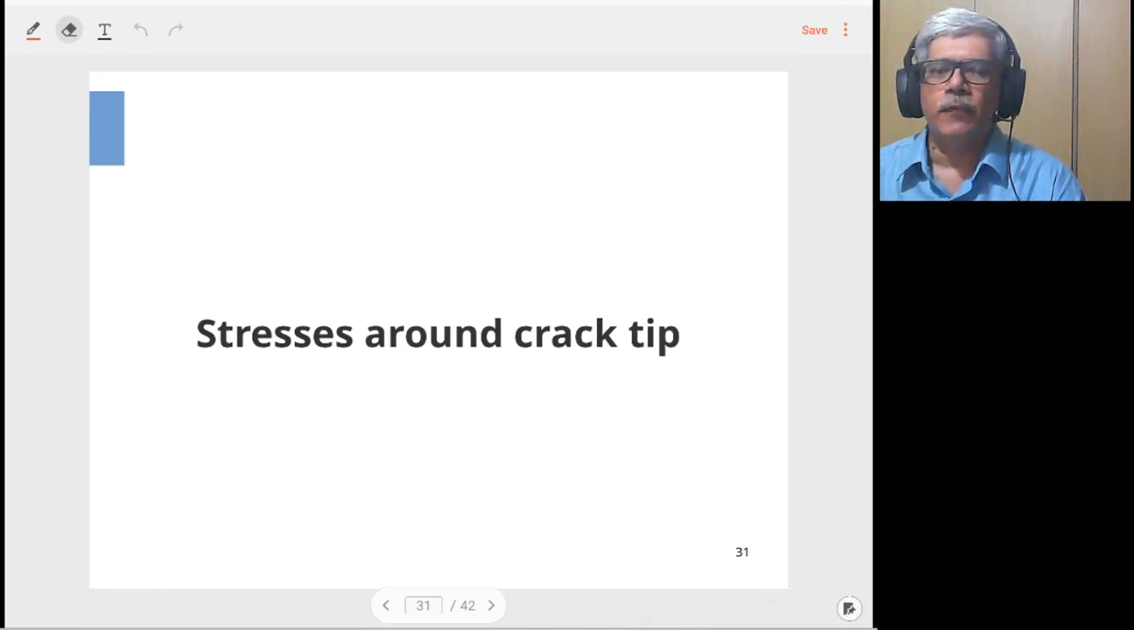Having understood the different modes of fracture, now let's move to the topic of how we quantify the damage that can happen because of the presence of a crack. In order to do that, we need some kind of parameter which defines the stresses around the crack tip. So let's understand how we find that.